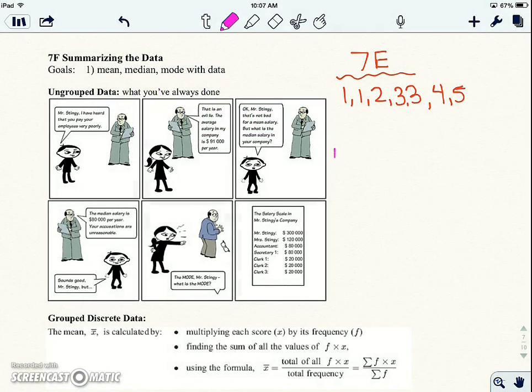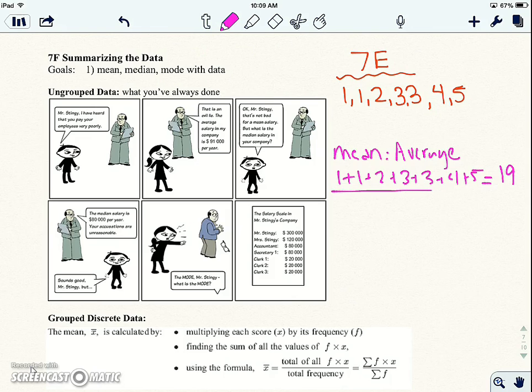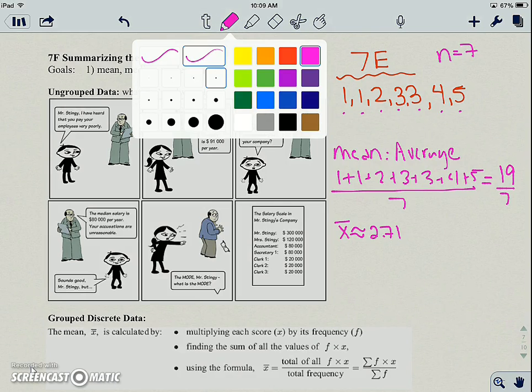The mean is the average. So if we were to take 1 plus 1 plus 2 plus 3 plus 3 plus 4 plus 5 and add them up, we would get 19. And then to take the average, you divide it by the number of numbers. Well, there are 1, 2, 3, 4, 5, 6, 7 numbers, so we call that n equals 7. And our average would be approximately 2.71. Okay. You should have already known that.